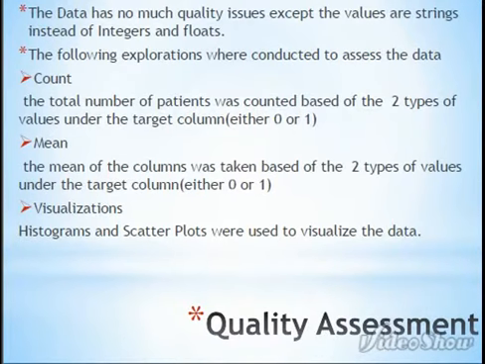Now, data quality assessment. The data has no major quality issues except the values are strings instead of integers and floats. So the following explorations were conducted to assess the data quality. We have count: the total number of patients was counted based on the two types of values under the target column, so either they have the disease or not. And then the mean of the columns was also taken based on the two types of values under the target column. Then some visualizations like histograms and scatter plots were used to visualize the data.